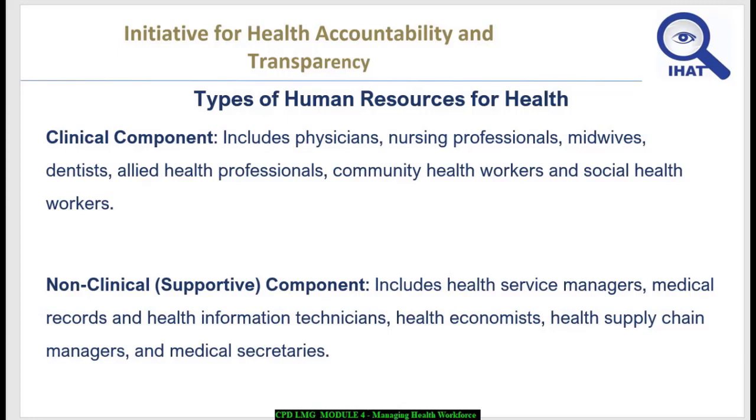The clinical component includes the physicians, nursing professionals, midwives, dentists, pharmacists, laboratory scientists, other allied health professionals, community health workers, and social health workers. While the non-clinical or supportive component includes the health service managers, medical records, and health information technicians, it also includes the health economists, the health planners, health supply chain managers, and medical secretaries.